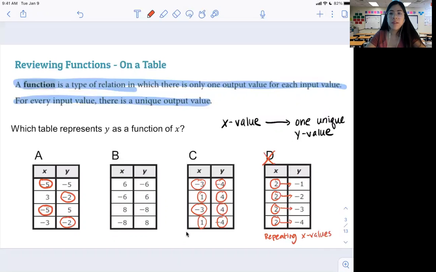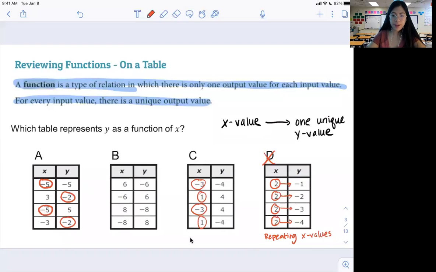Okay. 1, yes. So it can only go to 1 output. Same thing here. I have -3 going to -4, and then I have -3 going to +4. I have 1 going to +4, and I have 1 going to -4. In other words, I have repeating x values. So long story short, I did say the wrong thing before, so let me make sure we get this clear. Karina, because I said it wrong before. What matters is the x values. So look at the x values and make sure that there's no repetition.